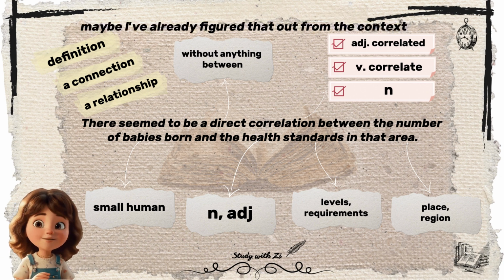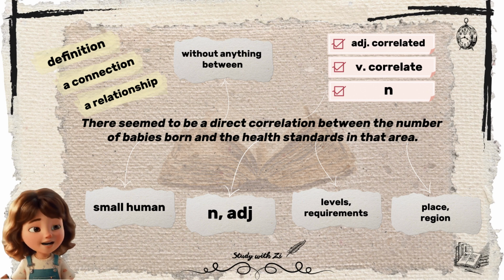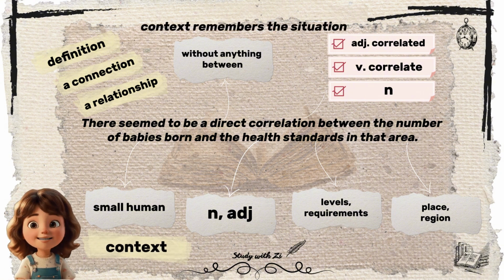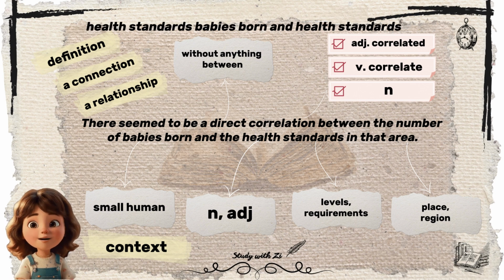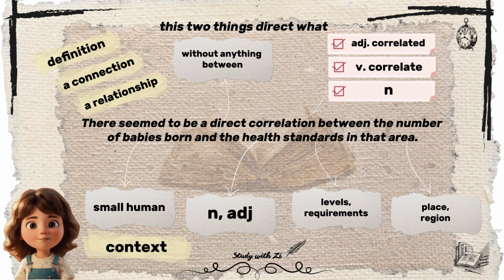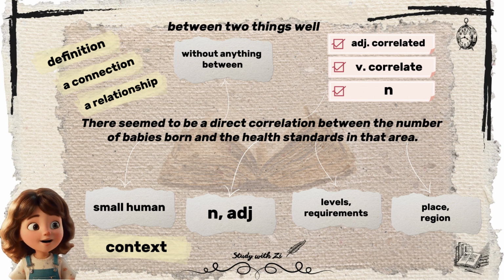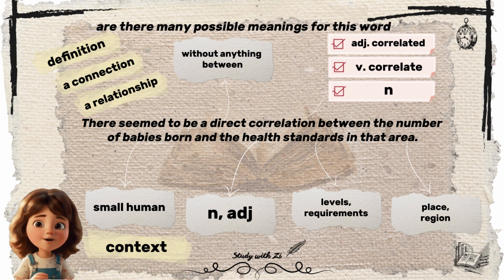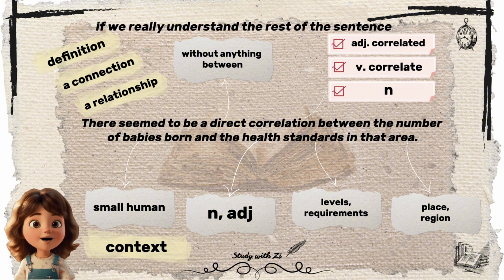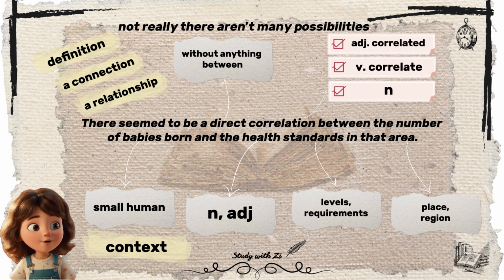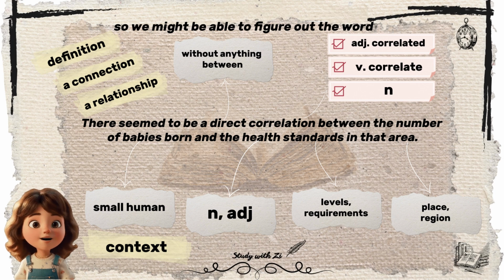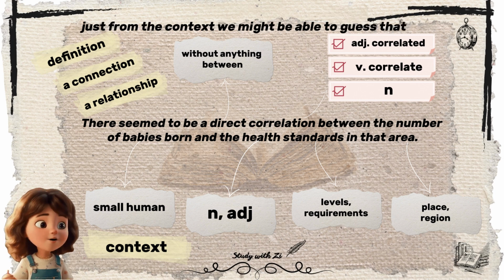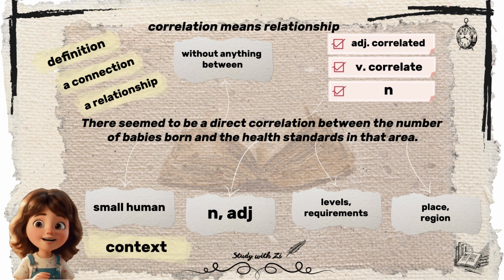Now maybe I've already figured that out from the context. Context, remember, is the situation. There seemed to be a direct correlation between the number of babies born and health standards. Babies born and health standards. There's two things. Direct what between two things? Well, are there many possible meanings for this word correlation? If we really understand the rest of the sentence, not really. There aren't many possibilities for what correlation could mean. So, we might be able to figure out the word just from the context. We might be able to guess that correlation means relationship.